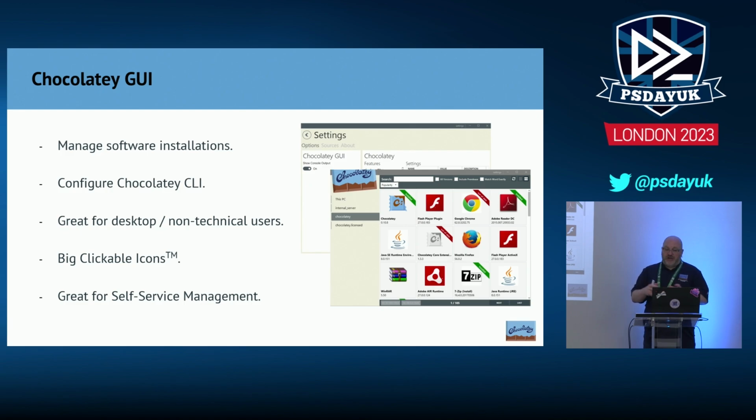It also allows you to configure Chocolatey CLI. So there's a lot of options in Chocolatey CLI. It's a very, very powerful tool. There's a lot of options. It has a lot of features. There's a lot of configuration. You can do that from Chocolatey GUI as well. You can do it in the traditional Windows GUI format. It's great for desktop and non-technical users because it has those big clickable buttons. It doesn't have all the advanced functionality because it's not needed. And it's what we use for self-service management, which we'll talk about a little bit later.